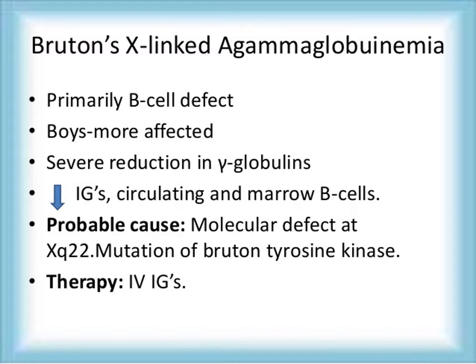Probable cause is the molecular defect at XQ22, a mutation of the Bruton tyrosine kinase gene, which is normally expressed in early B cells. So there is reduction of signals from the antigen receptor complex that drive B cell maturation, and there is increased incidence of autoimmune connective tissue diseases, chronic infections, and there is breakdown in self-tolerance.